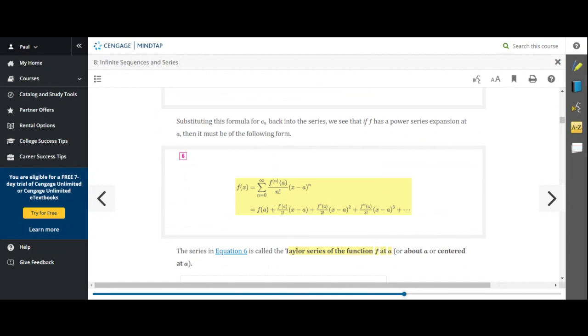Now the a has to be given to you for a Taylor series of a function centered at a. Of course, oftentimes you will pick that a value depending on the application. Okay, so are there any questions so far with this?